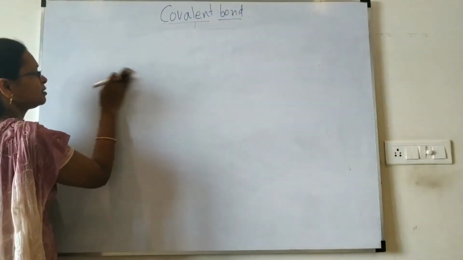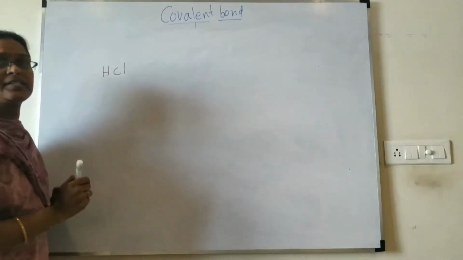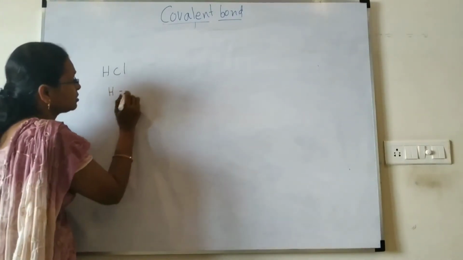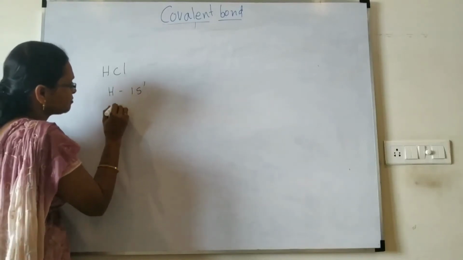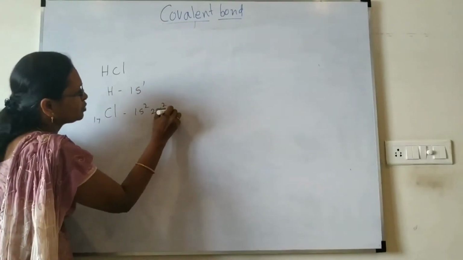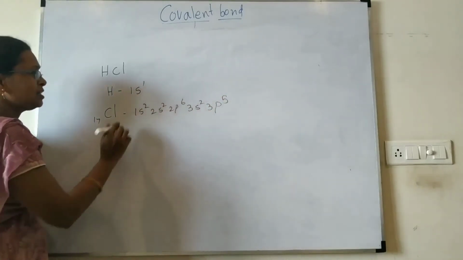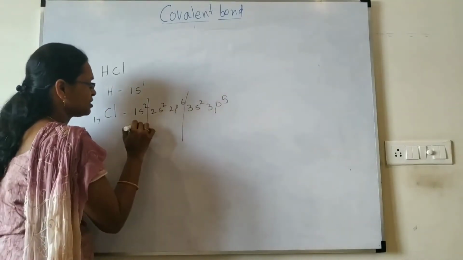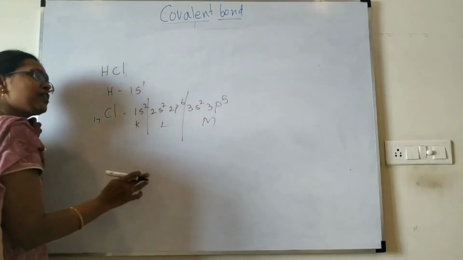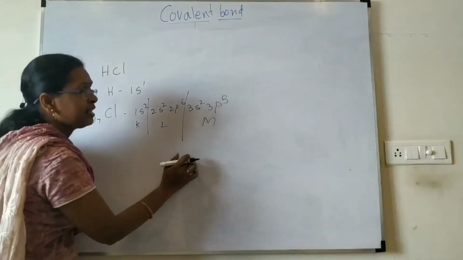Now see here, taking the hydrogen chloride molecule, HCl. What is the configuration of hydrogen? 1s1. What is the configuration of chlorine? Atomic number 17, so 1s2, 2s2, 2p6, 3s2, 3p5. This is the configuration of chlorine: first shell, second shell and third. Which is the outermost shell here? The M shell. So the outermost configuration is 3s2, 3p5.